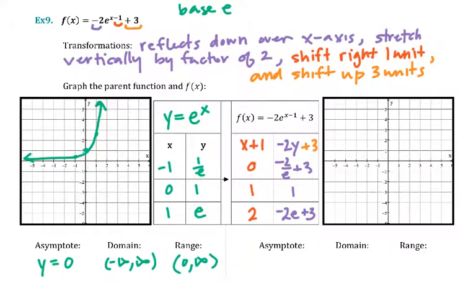So we'll plot those points. Negative 2 over e plus 3 is a little bit above negative 2 right here. And then we have an ordered pair at 1, 1. And negative 2e plus 3, type that number in your calculator. You get approximately negative 2 and change. So we get a graph that's about right here.